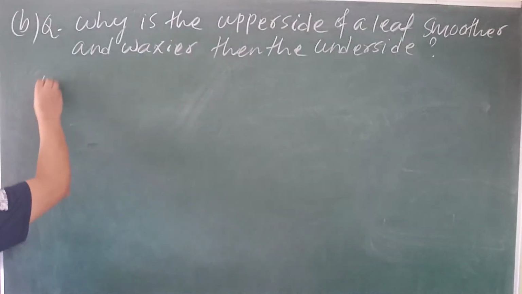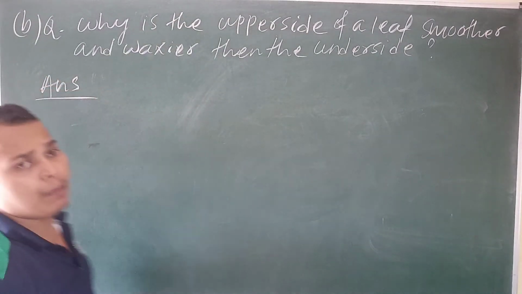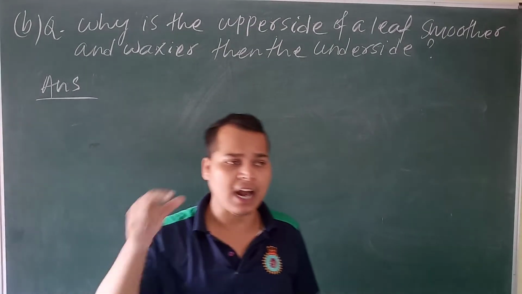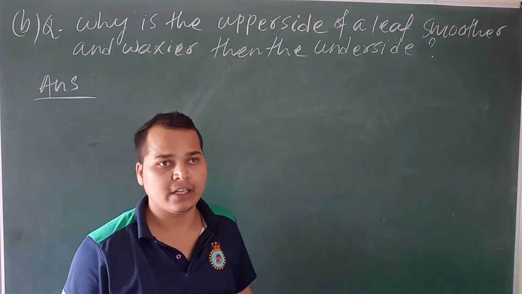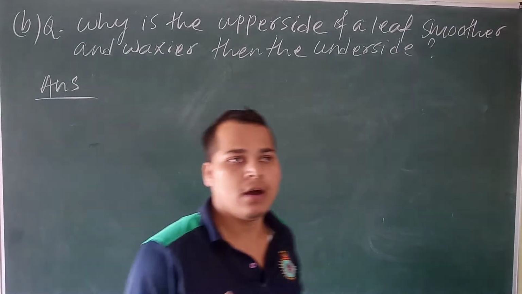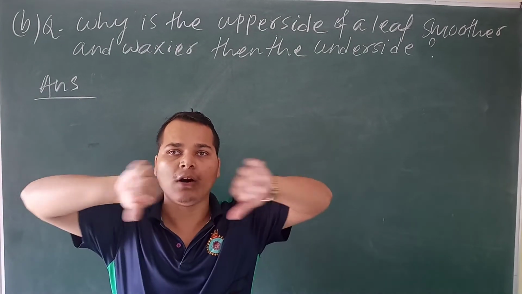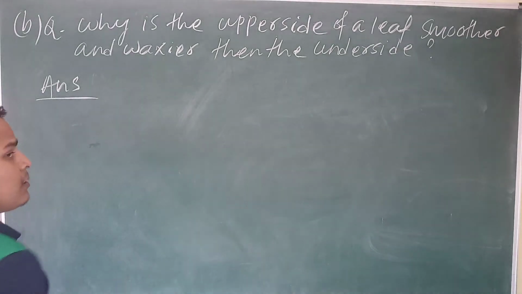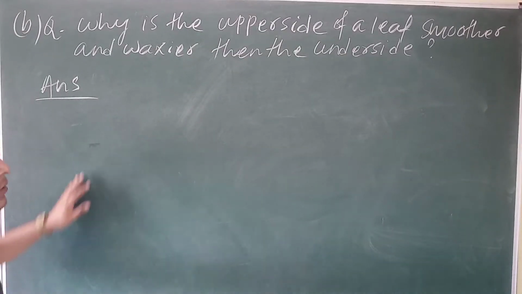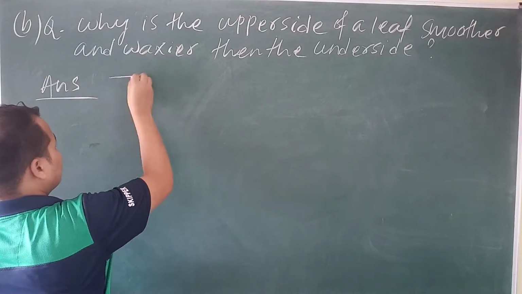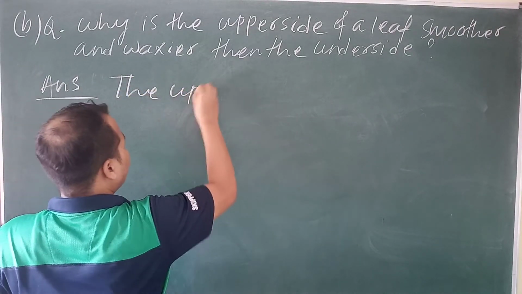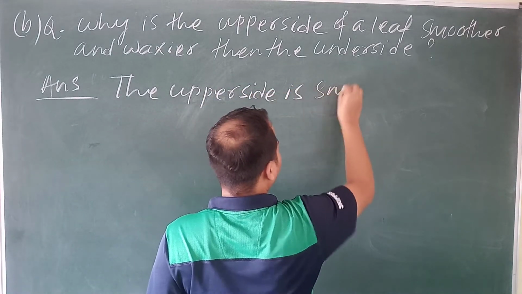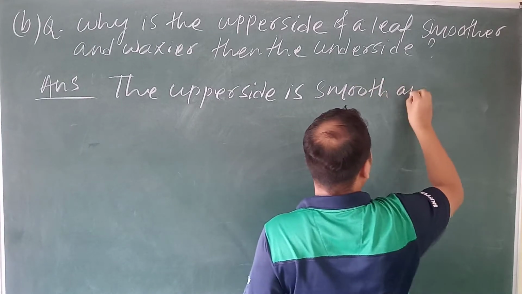So write down the answer. Why? Tell me. Because on the upper side chlorophyll pigment is there, and the upper side of the leaves traps the sunlight, and the upper side also releases water in the process of transpiration. So that's why the upper side is very smooth. So write: the upper side is smooth and waxy.